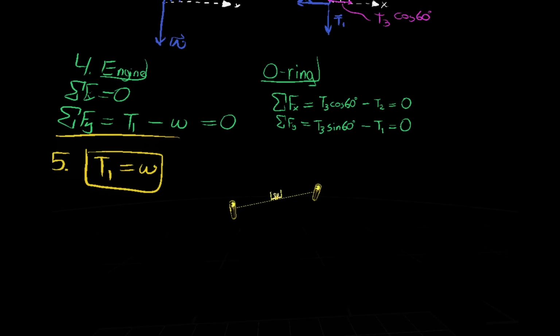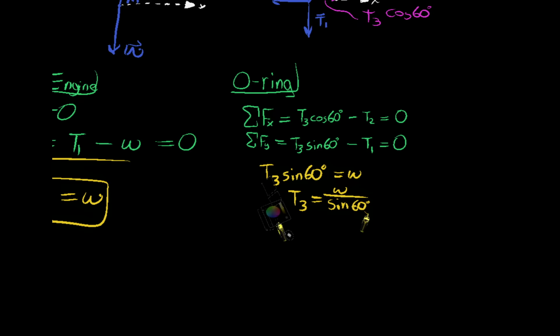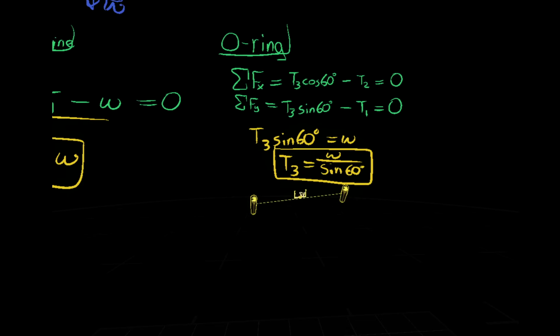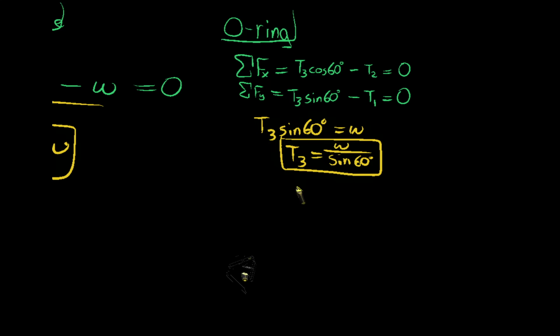So we have, make this nice and big so you can see it. Now we have T3 sine 60 is equal to the weight. And so then T3 is equal to weight over sine 60 degrees. And that's another one. Right? And then lastly, now that we have T3, we can solve for T2 here.